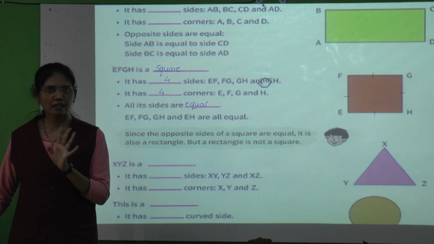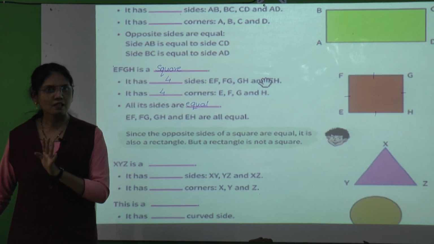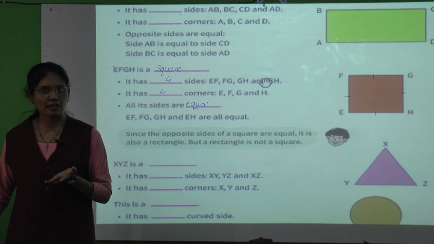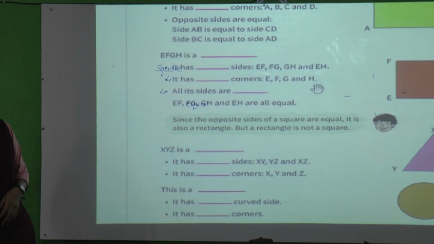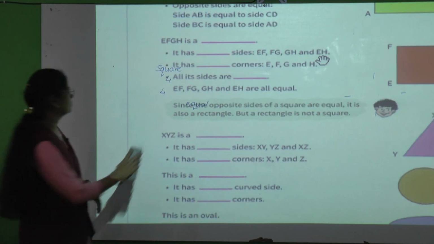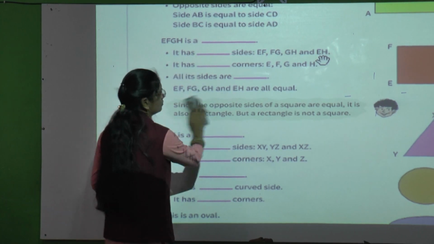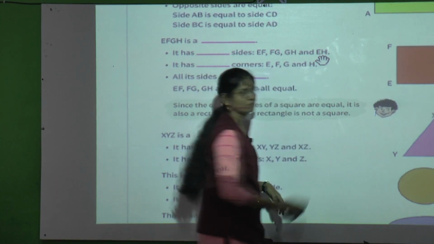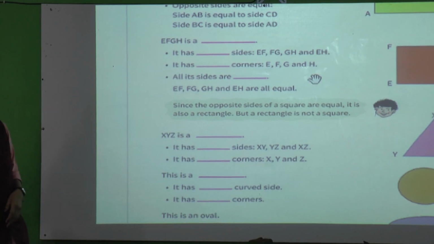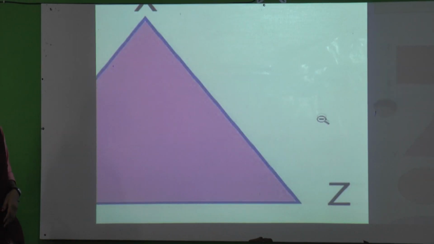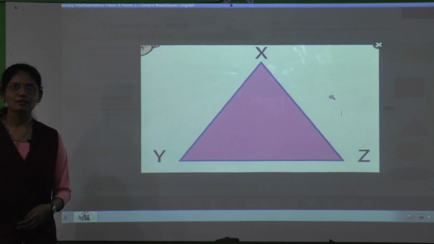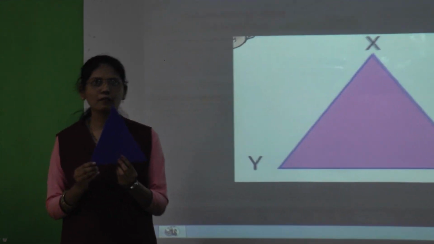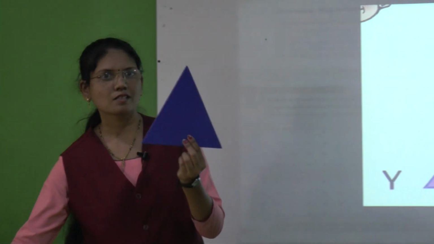Are you getting clear this point about the rectangle and square? Shall we move to the next shape? Okay, now see, the next shape is triangle. Now see here, this is a triangle. Here also I brought one triangle for you.